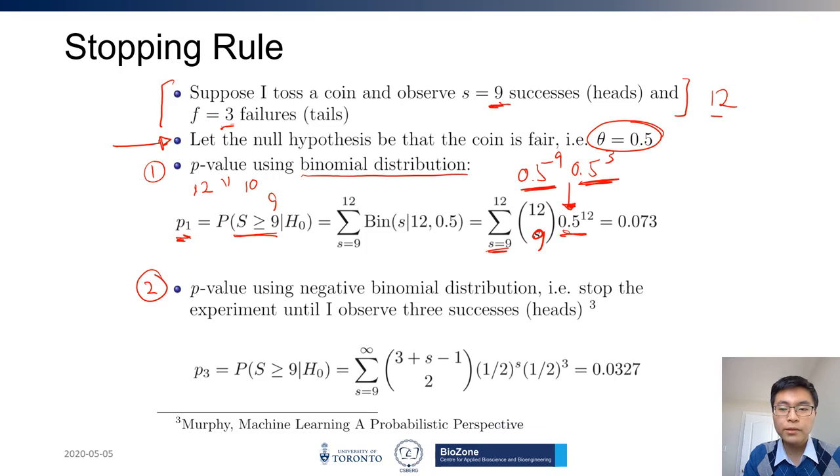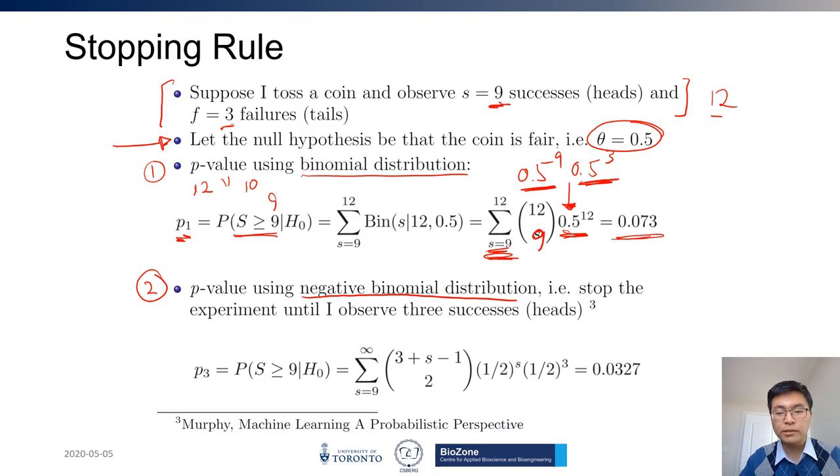And together, you merge them together, that's 0.5 to the 12, and you take the sum all the way up to s equals 12, and you get a number. Okay, but let's assume we're going to use the negative binomial distribution to model our data. It's going to be the same data. We're just choosing to use a different distribution to model.